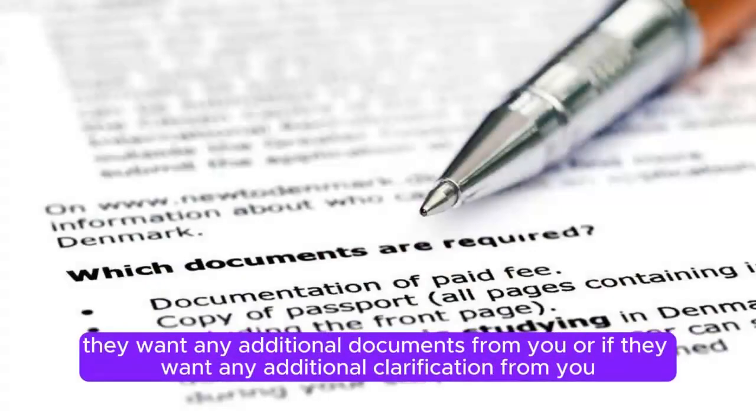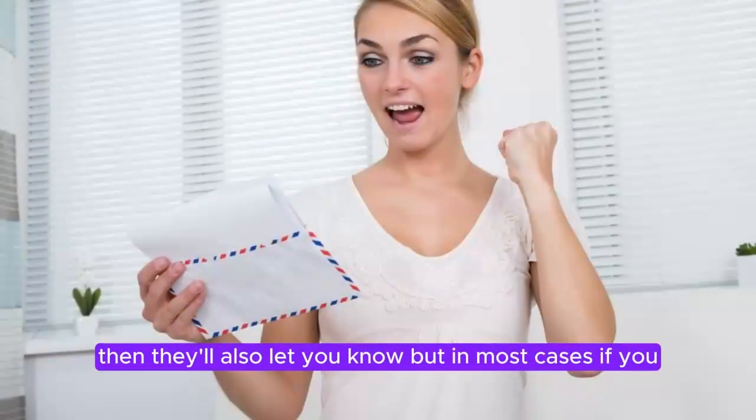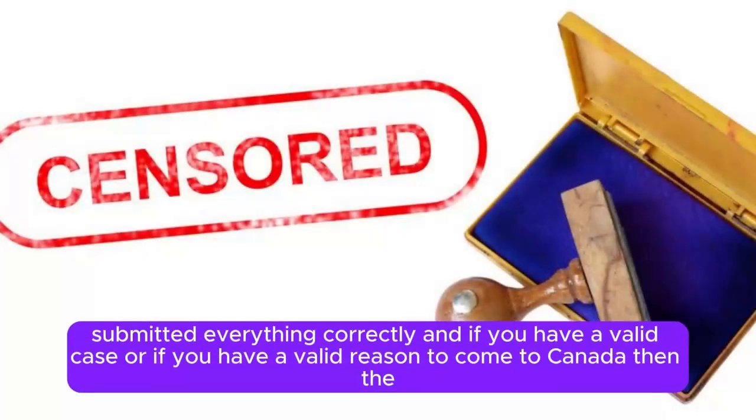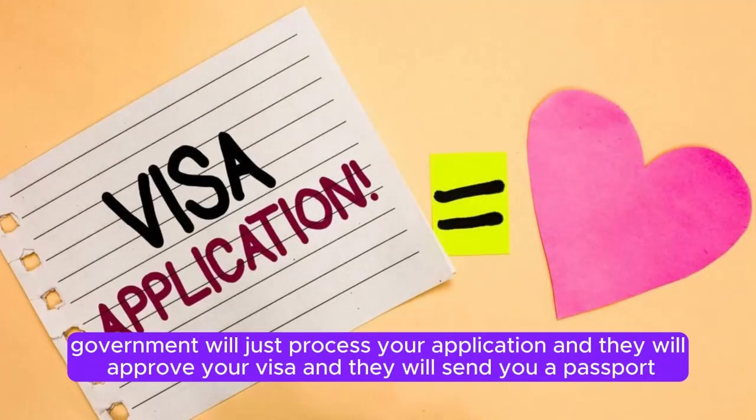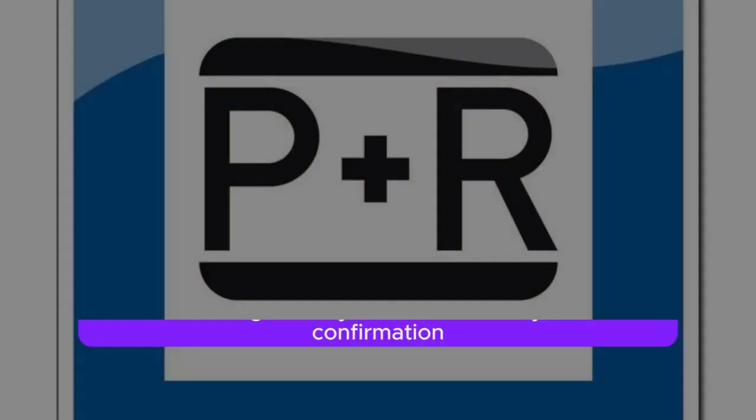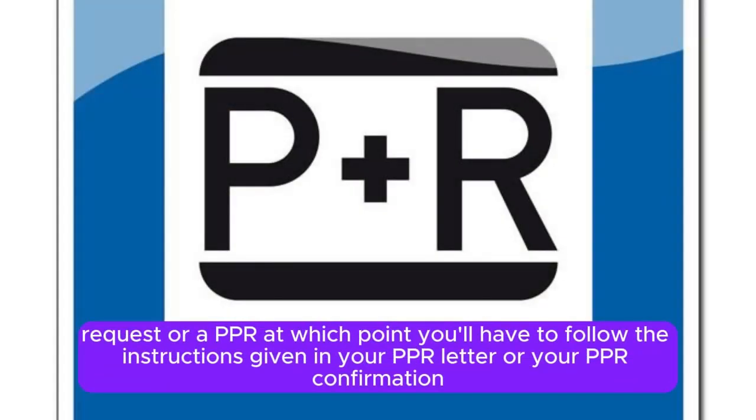If they want any additional documents from you, or if they want any additional clarification from you, then they'll also let you know. But in most cases, if you submitted everything correctly and if you have a valid case or if you have a valid reason to come to Canada, then the government will just process your application and they will approve your visa and they will send you a passport request or a PPR, at which point you will have to follow the instructions given in your PPR letter or your PPR confirmation letter.